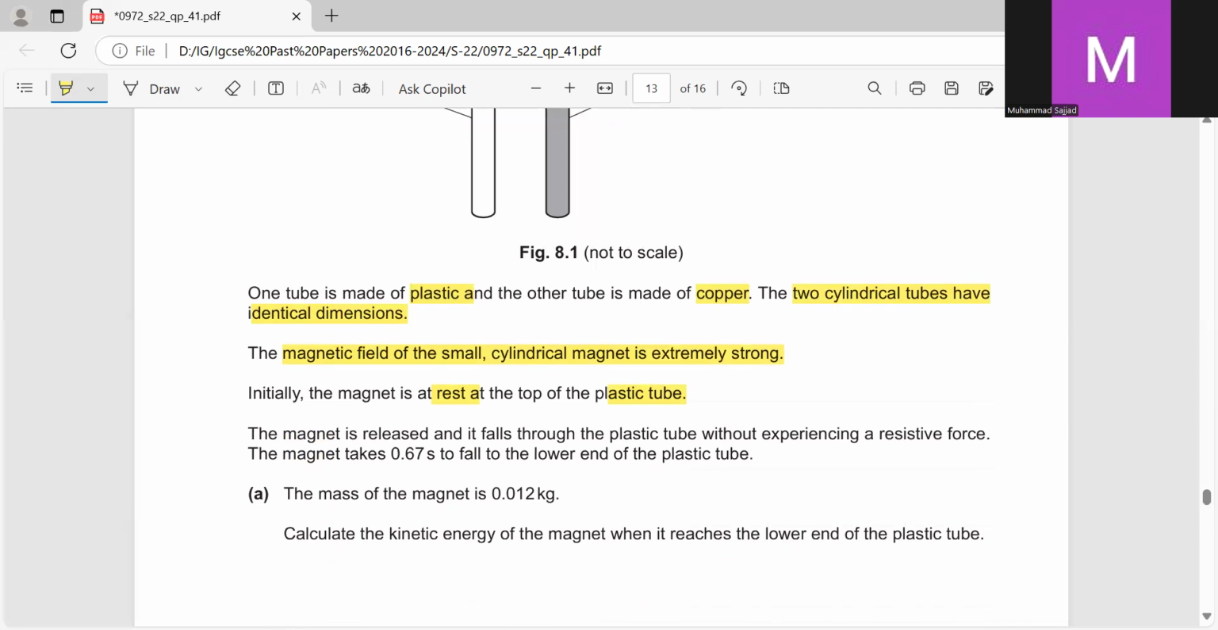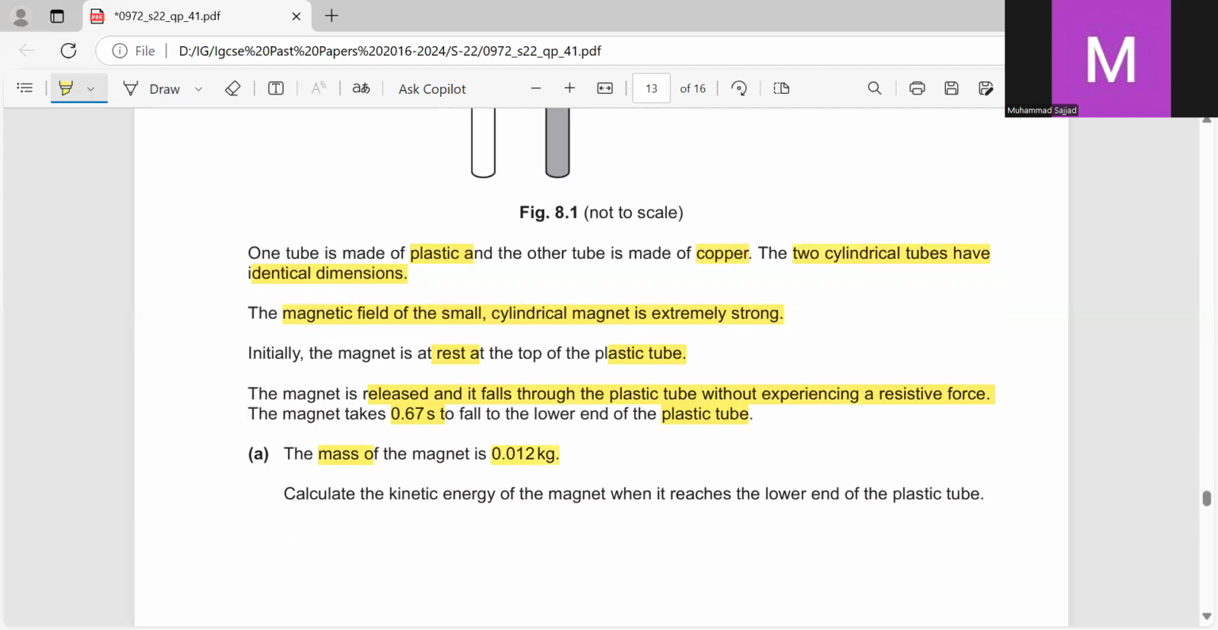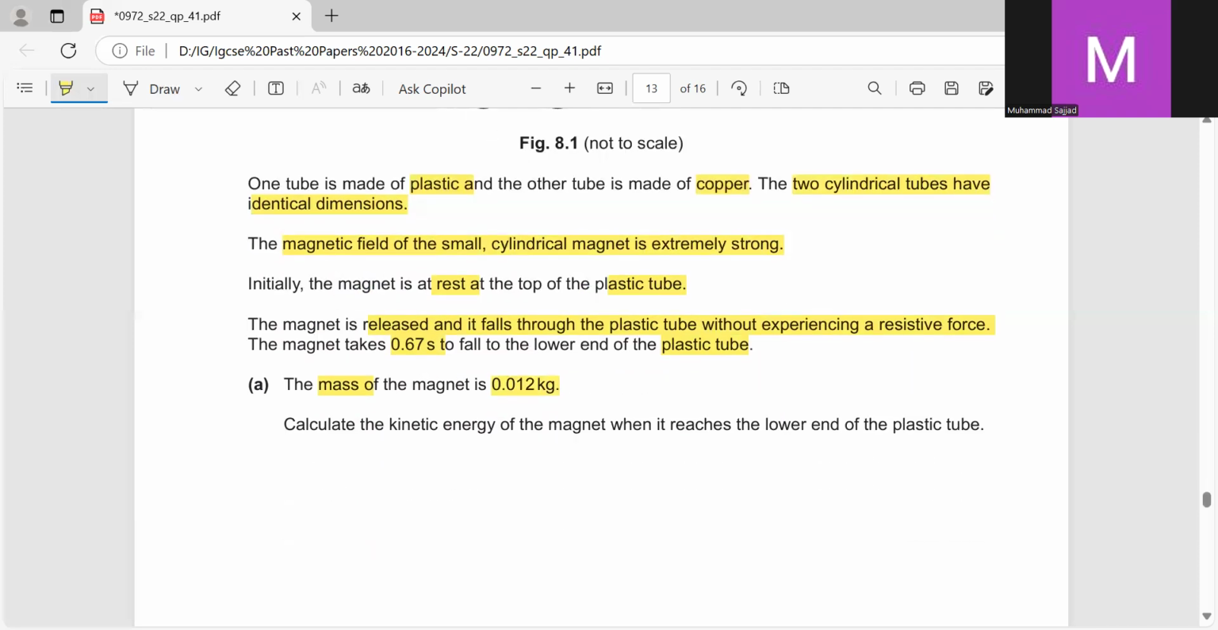The magnet is released and it falls through the plastic tube without experiencing resistive force. So no air resistance because it is in vacuum. The magnet takes 0.67 seconds to fall to the lower end of the plastic tube. Now the mass of the magnet is 0.012 kilogram. Calculate the kinetic energy of the magnet when it reaches the lower end of the plastic tube.